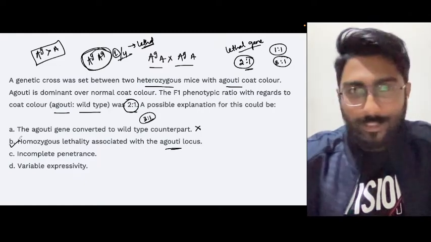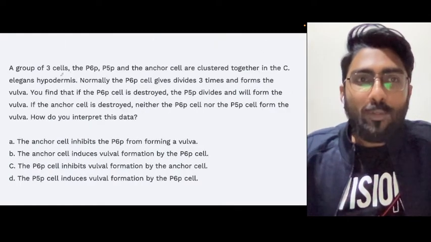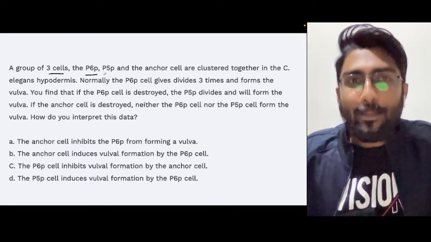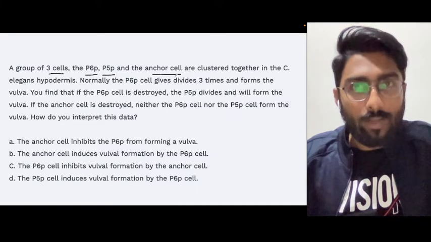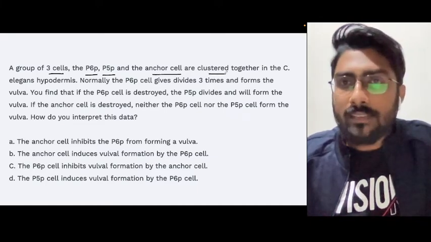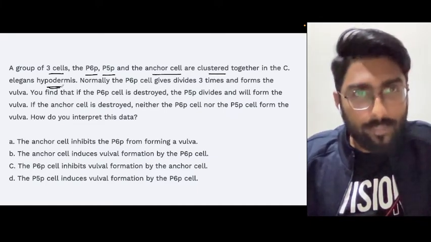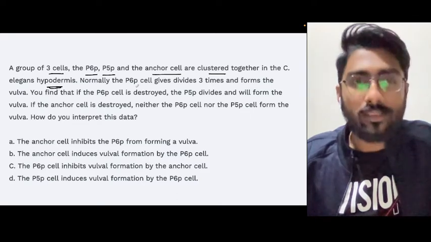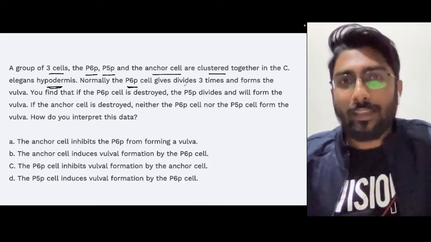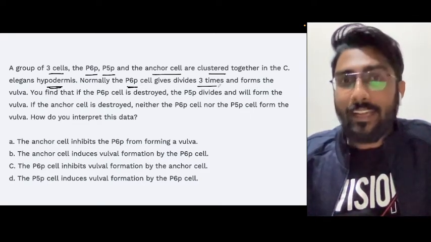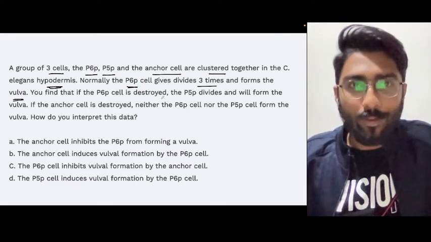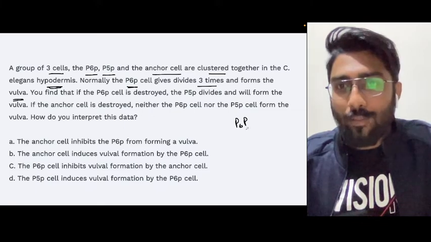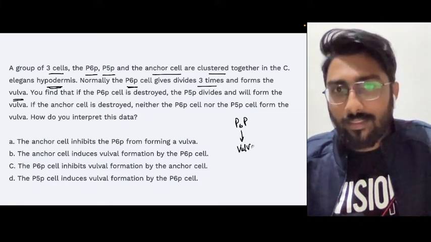This is a very simple question. A group of 3 cells, the P6P, P5P, and the anchor cell, so the vulva induction question from developmental biology, are clustered together in the C. elegans hypodermis, the skin cells. Normally, the P6 cell divides 3 times and forms the vulva. The vulva induction, as I have already told you. So P6P will give the vulva.